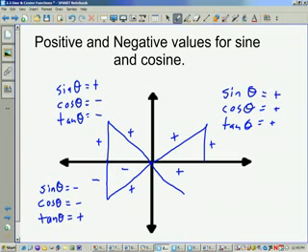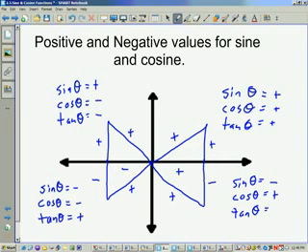Finally, quadrant 4. If we draw out the triangle, it's positive x, a negative y, and a positive hypotenuse. So our sine of theta is opposite over hypotenuse, which will be negative. Our cosine of theta is going to be positive over positive, which is positive. And our tangent of theta is going to be opposite over adjacent, which is negative.